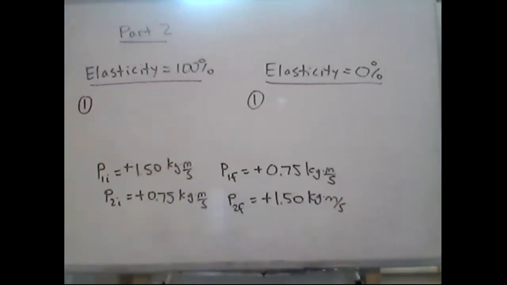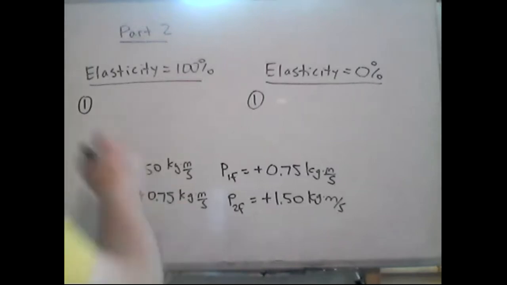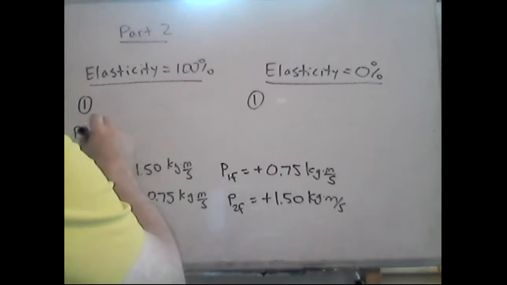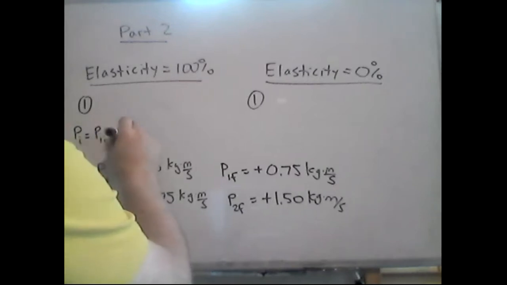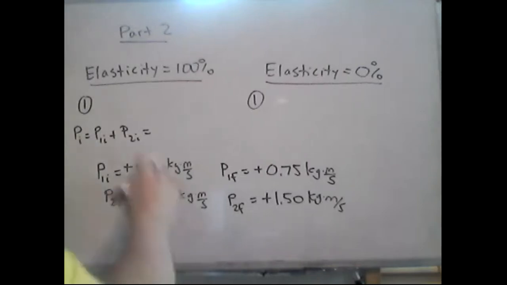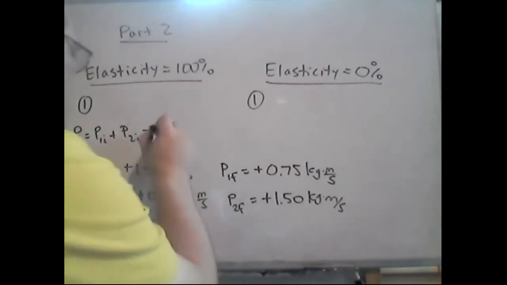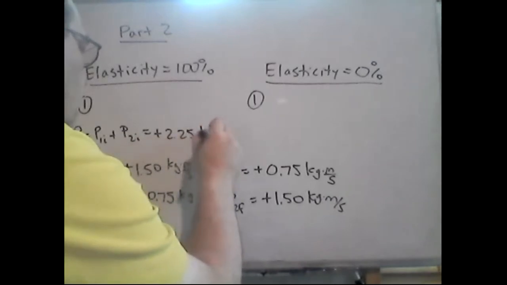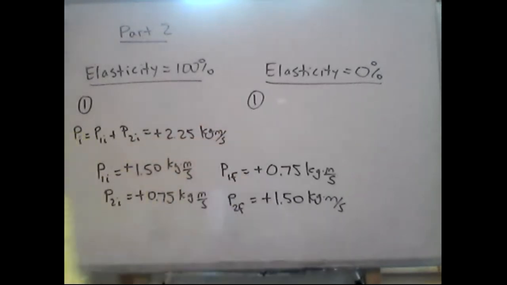So what's this whole lab about? This whole lab is about verifying the conservation of momentum. What's PI? Initial momentum. P1I plus P2I. What is that? You add the two together, you get positive 2.25 kilograms meters per second.